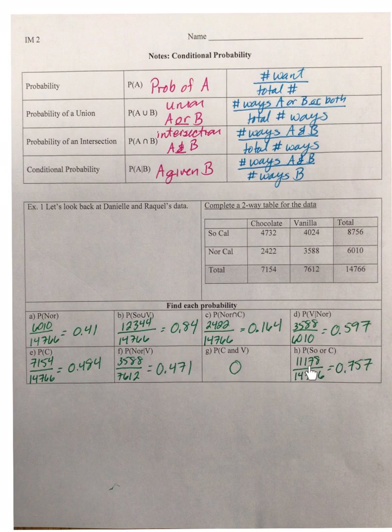This is Southern California or chocolate. So they either had to be from Southern California or they had to choose chocolate. So basically I'm adding those three numbers together right there to get 11,178 divided by the grand total. So that's finding a bunch of different probabilities using a two-way table.